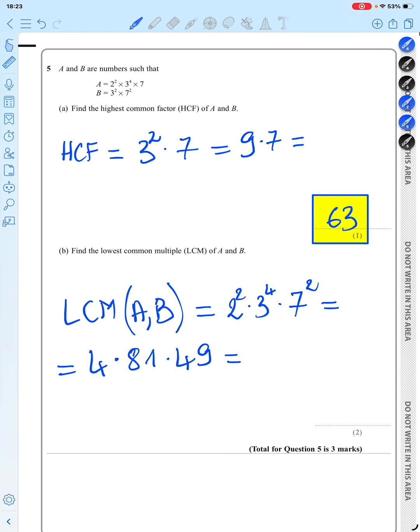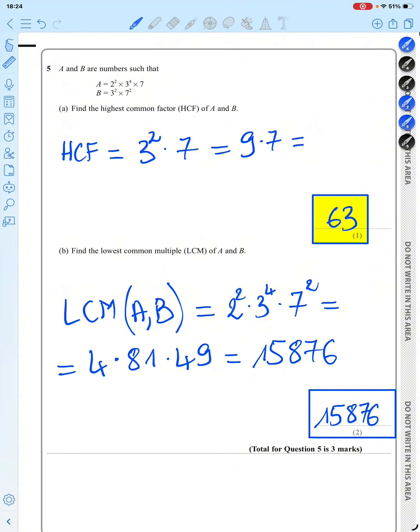And if we do it on the calculator, we will have 15,876. And that gives me 15,876 as the lowest common multiple.